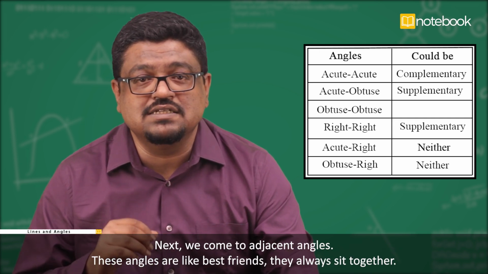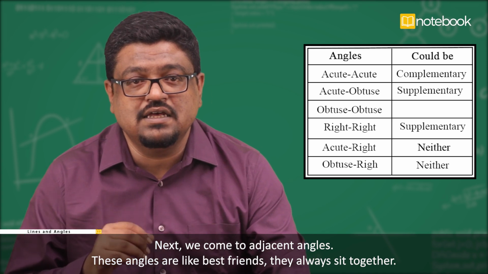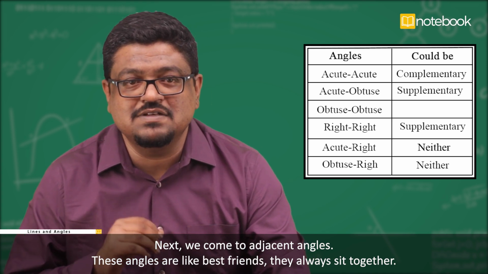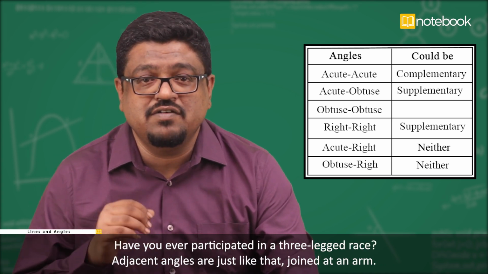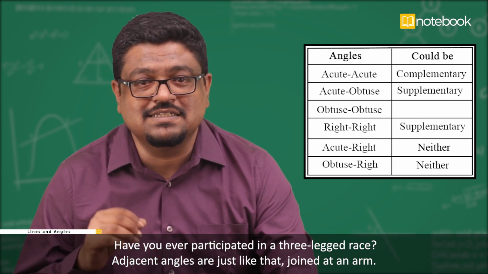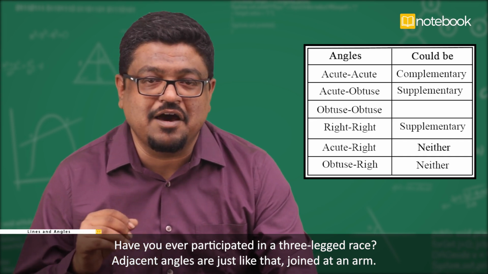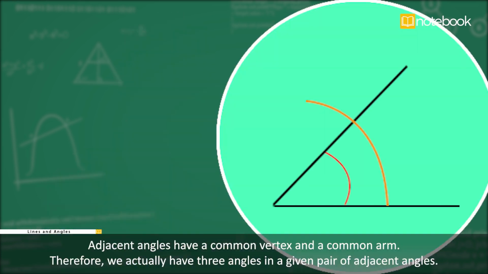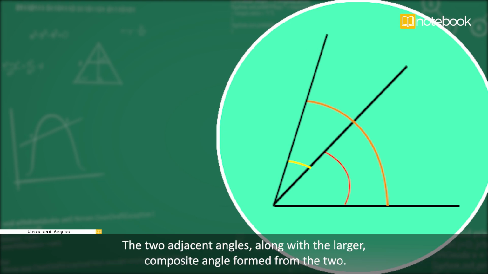Next, we come to adjacent angles. These angles are like best friends, they always sit together. Have you ever participated in a 3-legged race? Adjacent angles are like just that, joined at an arm. Adjacent angles have a common vertex and a common arm. Therefore, we actually have 3 angles in a given pair of adjacent angles. The 2 adjacent angles along with the larger composite angle formed from the 2.